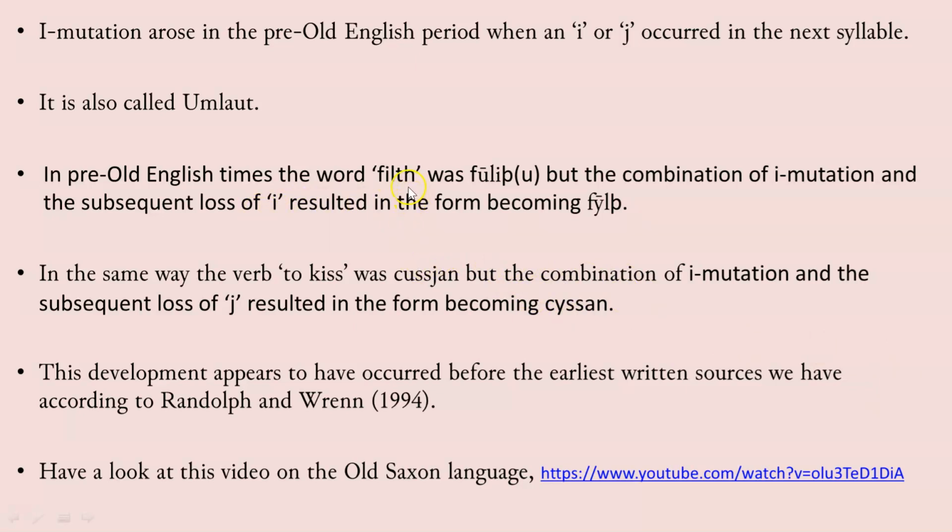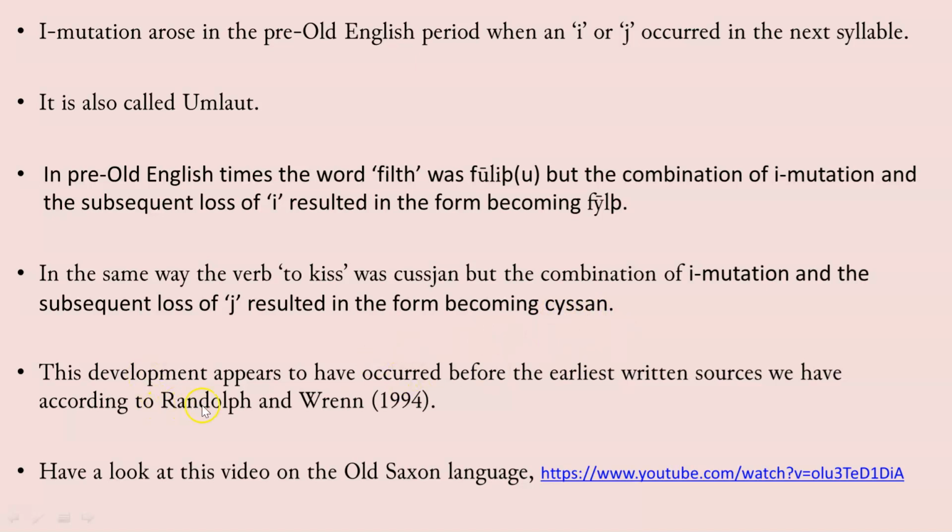In pre-Old English times, the word filth was fulith or fulithu. But the combination of i-mutation and the subsequent loss of I resulted in the form becoming fulth, meaning filth, whereas in the pre-Old English times it was fulith or fulithu. Now in the same way, the verb to kiss, which I think in pre-Old English would have been kussayan, but the combination of i-mutation and the subsequent loss of J resulted in the form becoming in Old English kusan.